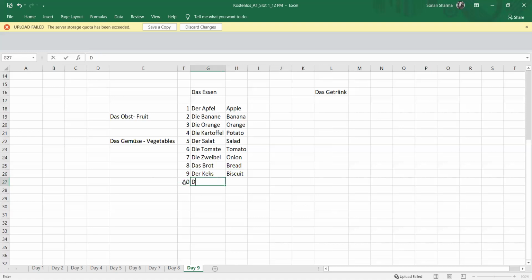Next, 10th is der Kuchen. Der Kuchen. So Kuchen is cake.